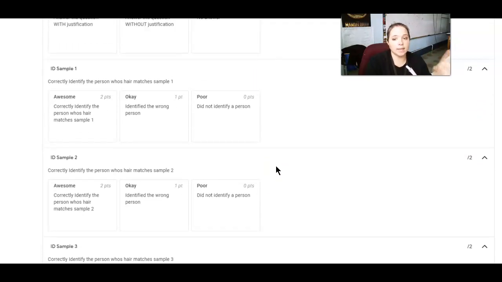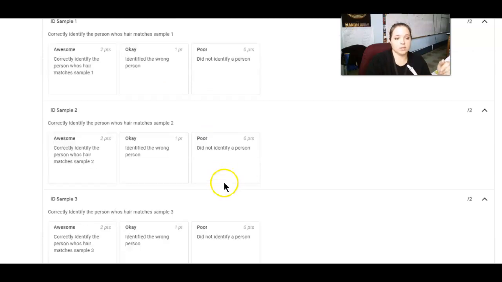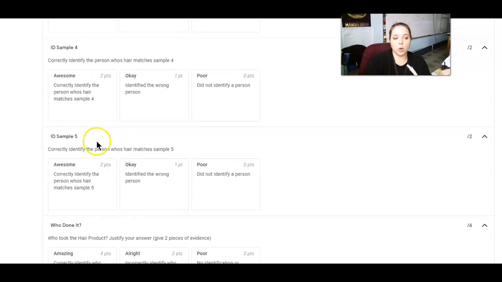If you correctly identify sample 1, they are labeled 1 through 5. If you correctly label that, or circle it, or put the person on the correct one, you get 2 points. If you accidentally put the wrong person, you still get a point. If you just don't do it, there's no points. Same with sample 2, 3, 4, and 5.